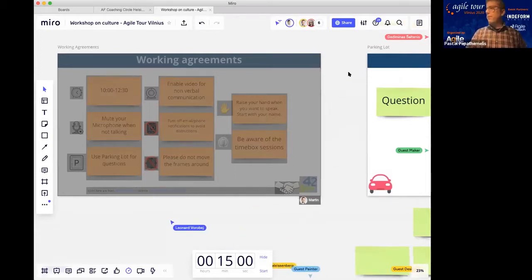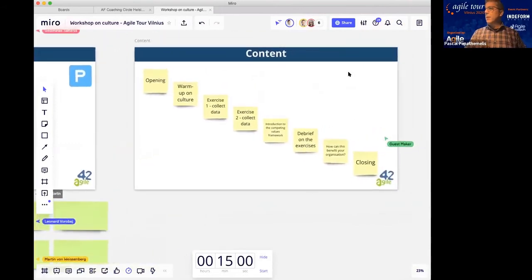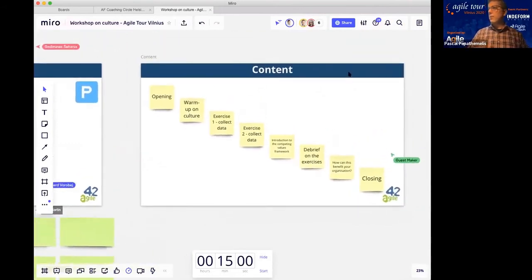If I go further on, our content for today: we are now in the opening. We will do a small warm-up on culture. We will do a first exercise to collect some data, and then a second exercise to collect some data. Then we will look a bit at theory and introduce you to the competing values framework. And then we will debrief on the exercises: based on the information we then know from the theory, what do those findings from the exercises look like?